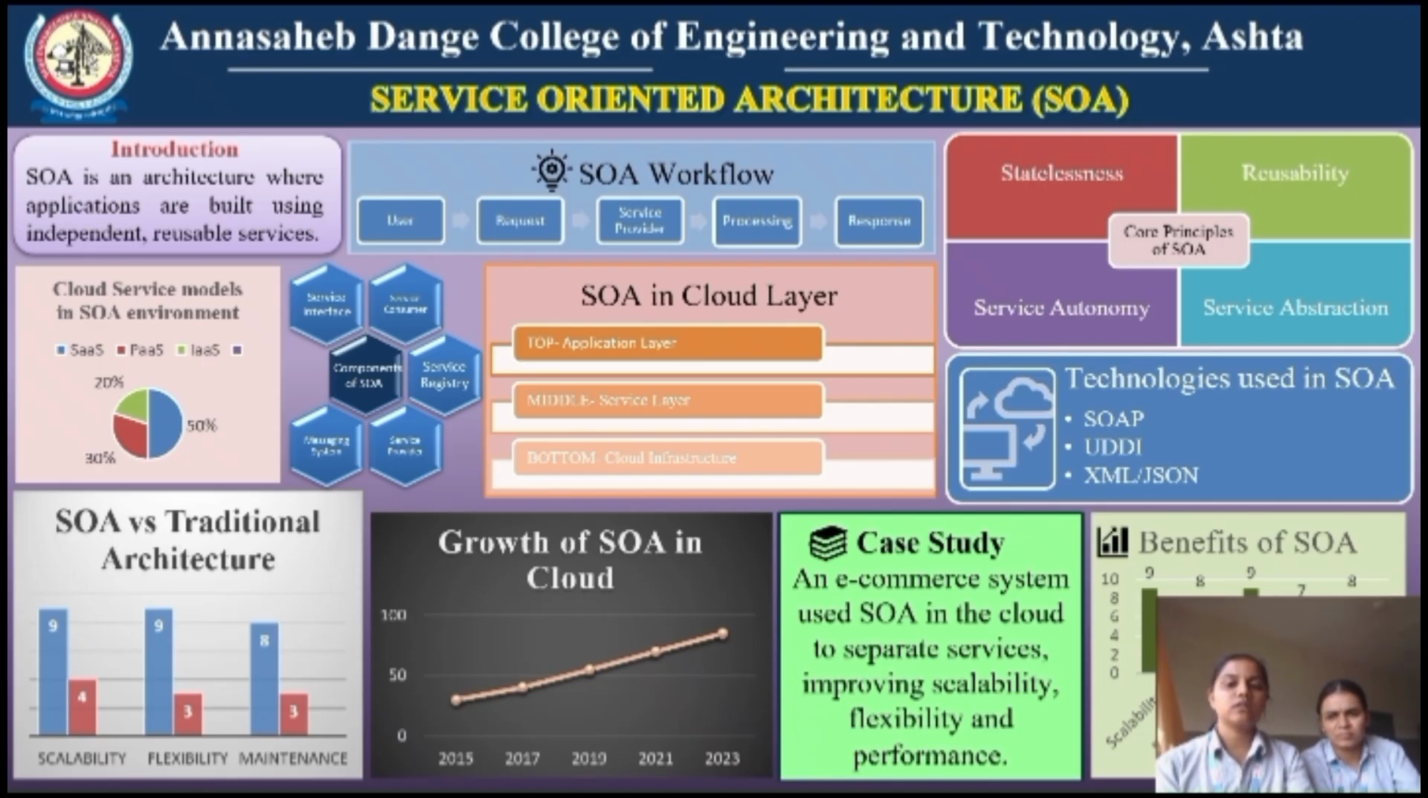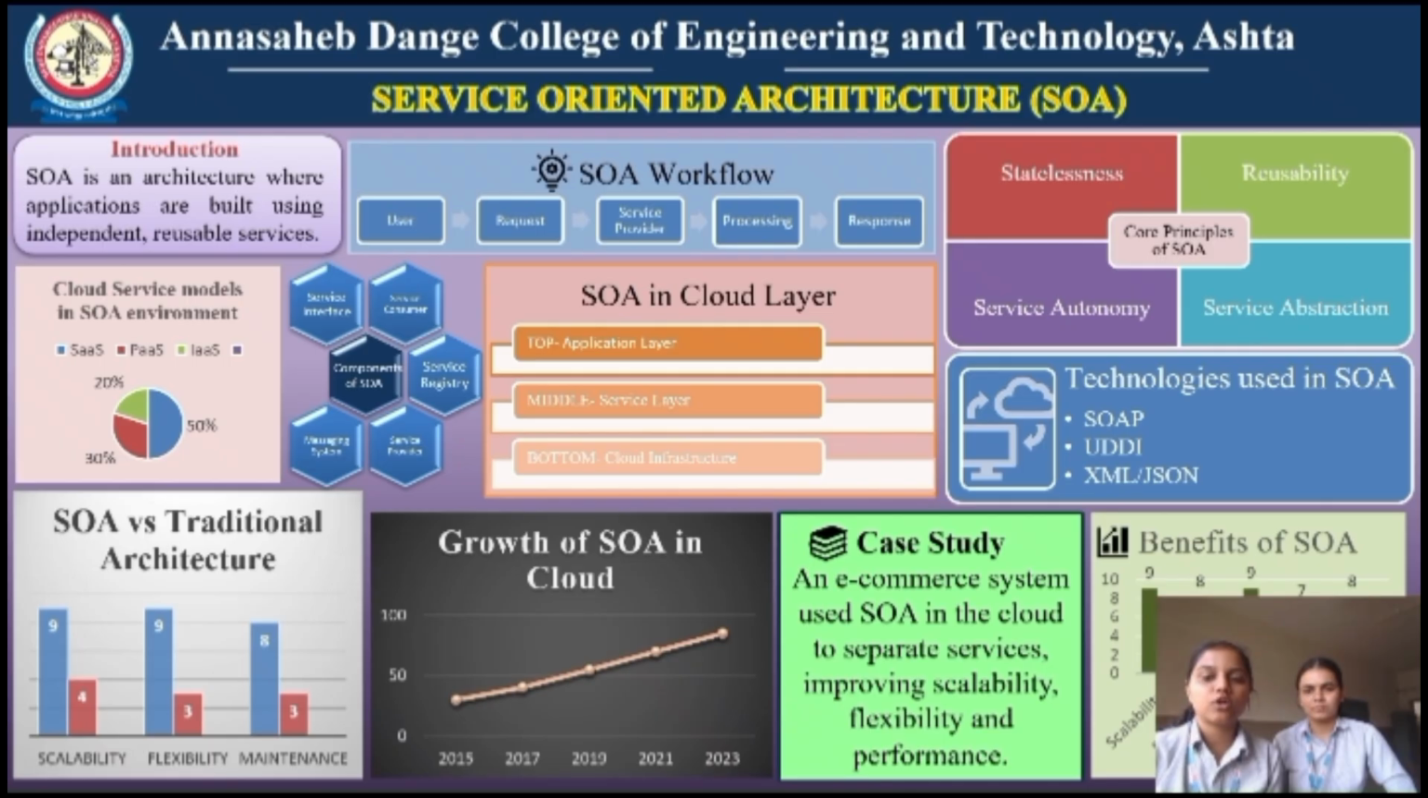What are the emerging trends in SOA and cloud architecture? Trends include cloud-native service-oriented architecture, serverless computing, AI integration, IoT connectivity, and multi-cloud strategies. These advancements will enhance system efficiency and intelligence. What is the overall conclusion of service-oriented architecture in cloud computing and its significance in modern systems?